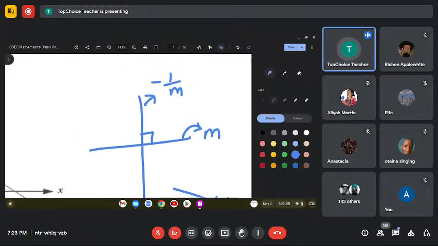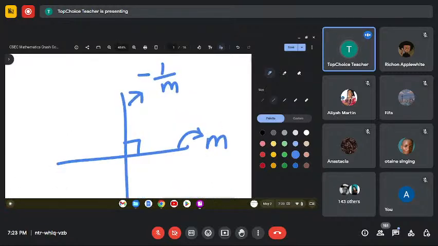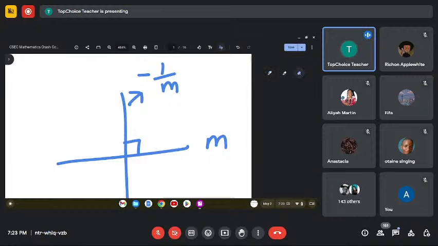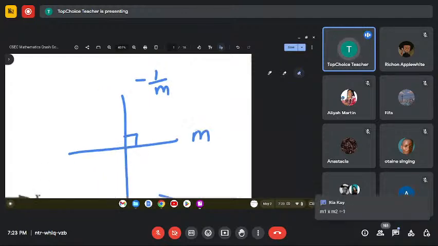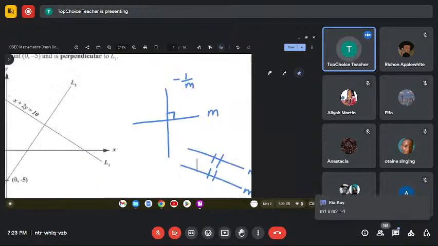But perpendicular lines, look at the relationship of the gradient here. If one is m, so I'm going to erase the arrows, if this one is m, the gradient of the other one will be, you change the sign and you flip the number. And that is what we're going to use in this particular question.